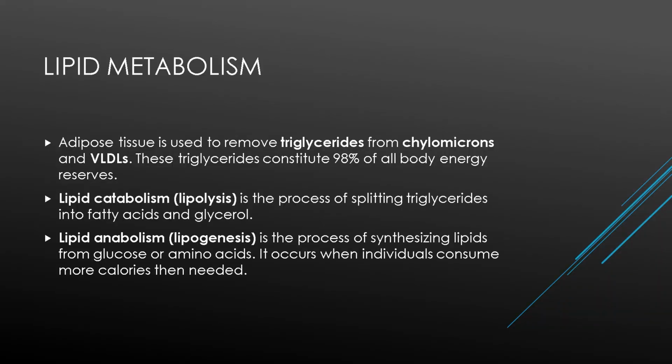A major function of adipose tissue is to remove triglycerides from chylomicrons and VLDLs and to store them until they're needed for ATP production in other parts of the body. Triglycerides that are stored in adipose tissue actually constitute 98% of all body energy reserves. So a lot of energy is stored in adipose tissue.